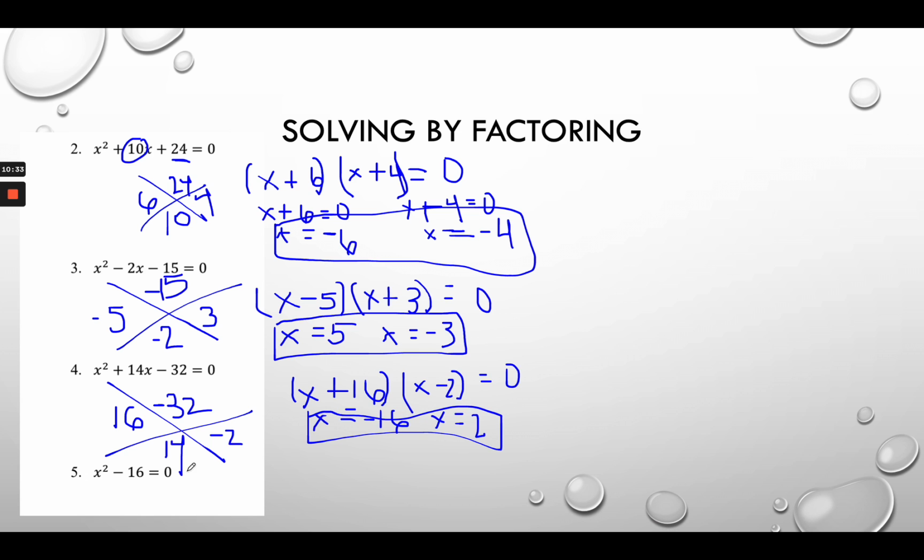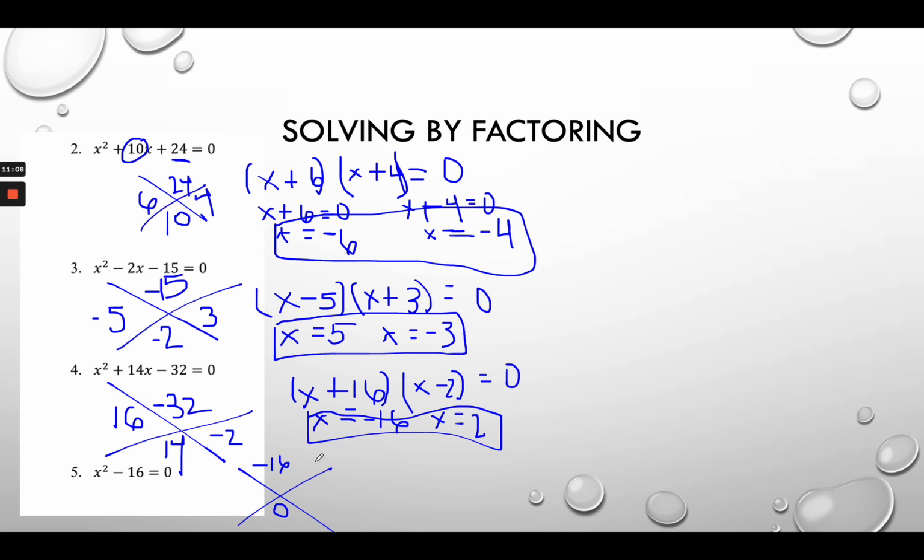Okay, last one. This one's a little different. Do you notice that we don't have a middle term? So on all of these, we had a term with just x by it. Well, this one's just x squared minus 16. So we can still make our big X. We have to think, what two numbers multiply to give us negative 16 and add to give us 0, because there's no middle term, right? There's no B term. So whenever you have 0 down here, you're going to have a positive number and a negative number that match.